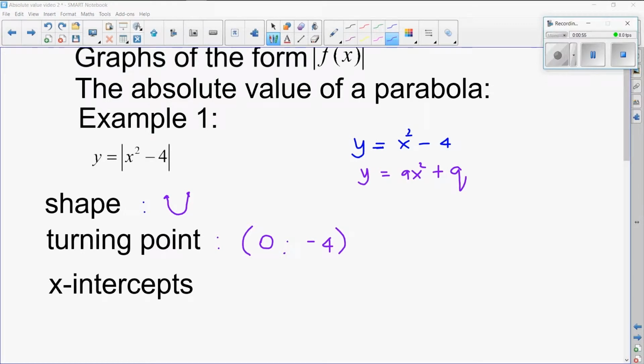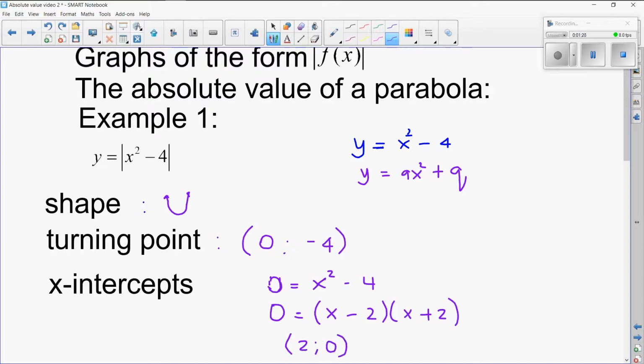To calculate the x-intercepts, you let y equal 0, so you get 0 equals x squared minus 4. This can be simplified either by square rooting both sides, but instead of taking the term across, I'm going to factorize. So this factorizes nicely into x minus 2 times x plus 2. So I know that my solution is x equals 2. So my first x-intercept will be at (2, 0). And my second x-intercept will be when x is negative 2 and y is 0.